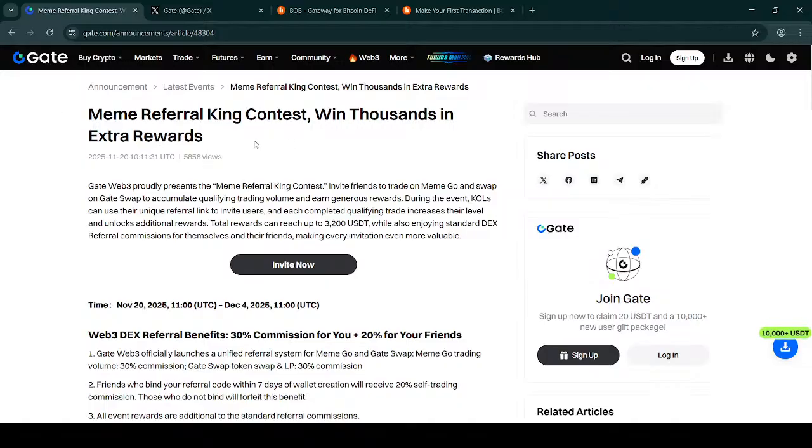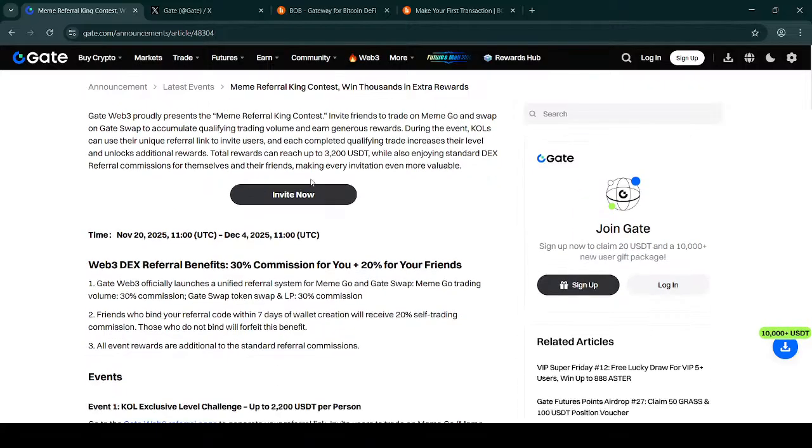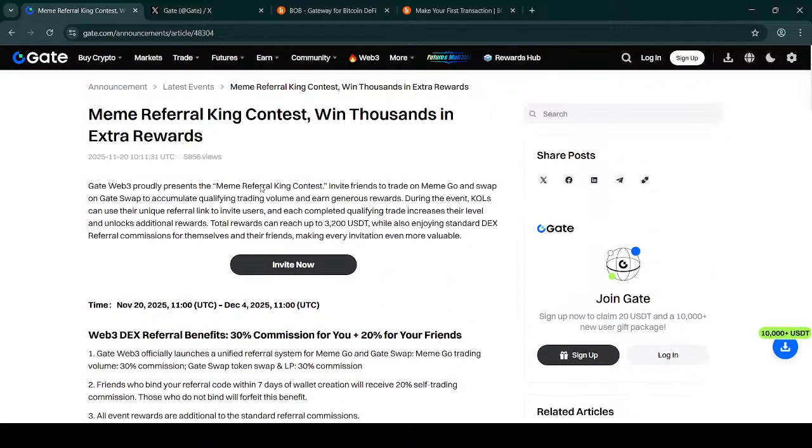So guys, Mimi referral king contest with an extra thousand in rewards, guys. Gate Web3 proudly presents the Mimi Go referral king contest. Invite your friends to enter Mimi Go to swap, accumulating qualifying trading volume.